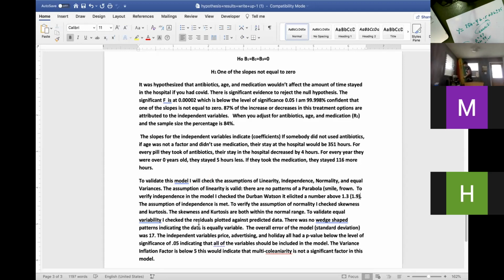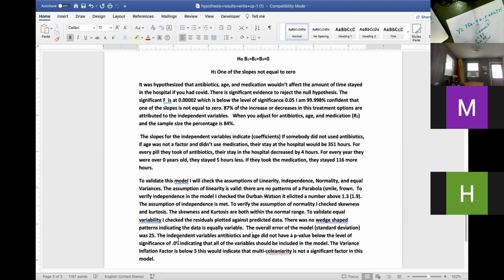To validate equal variability, we checked residuals plotted against predicted, and there was no wedge-shaped pattern, indicating that the data was equally variable. The overall error in the model was 25. The independent variables of price, advertising, and holiday did not have p-values below the level of significance. The only one that did was medication.